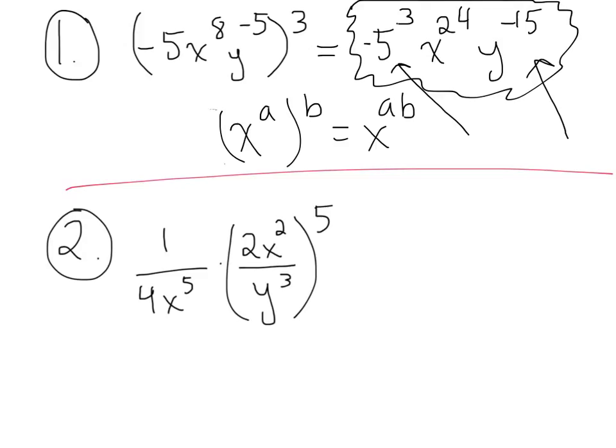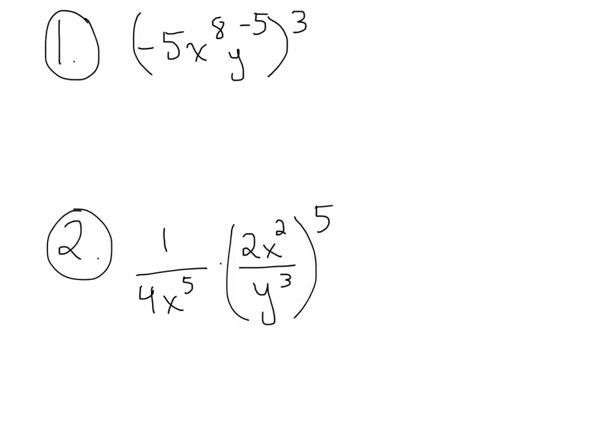In this one, we notice this large fraction here, all raised to the power of 5. To simplify that, we're going to use the law that says when you have a quotient raised to a power, or a fraction, then you need to do that exponent to each of the terms of the numerator and the denominator. Or in other words, x over y to the a equals x to the a over y to the a. And that's what I'm going to use to simplify this problem here.